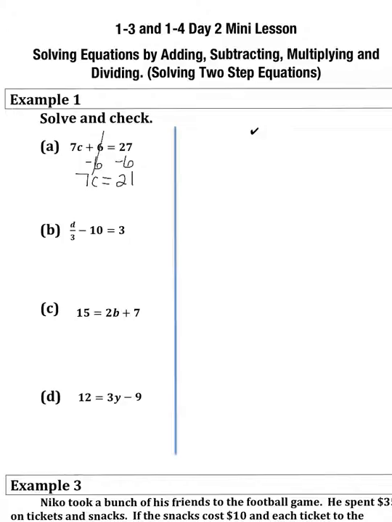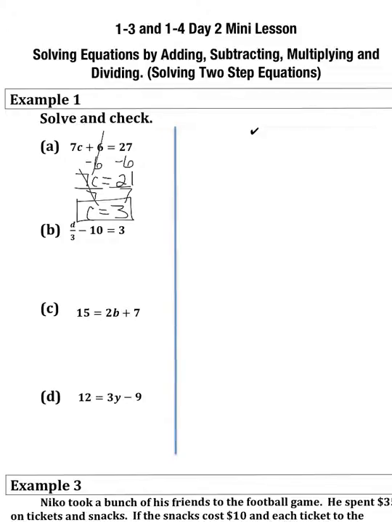Now we will be left with 7c is equal to 21. Our final step then is to divide both sides by 7 because 7 had been multiplied by c and the inverse operation is division. That isolates c on the left-hand side and 21 divided by 7 on the right leaves us with an answer of 3. So c equals 3 is our final answer.